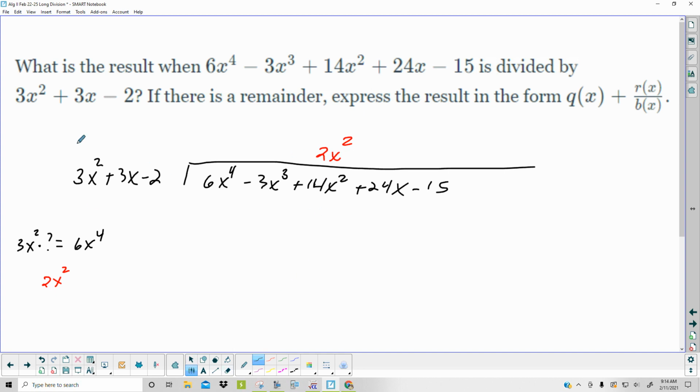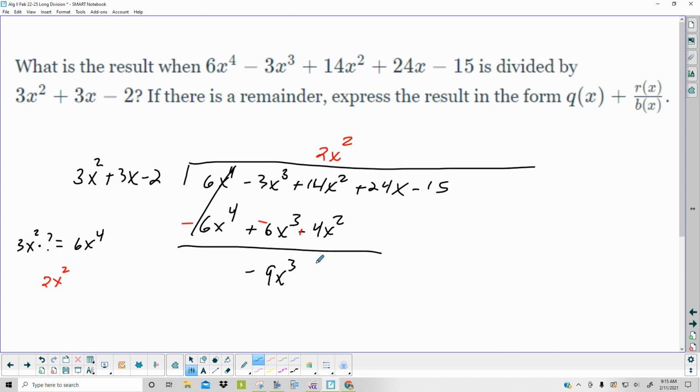Now you take this times all of that. So that would be 6x to the fourth plus 6x cubed minus 4x squared. And you got to subtract all this, so you're changing their signs. Okay? Gone. This is minus 9x cubed plus 18x squared.